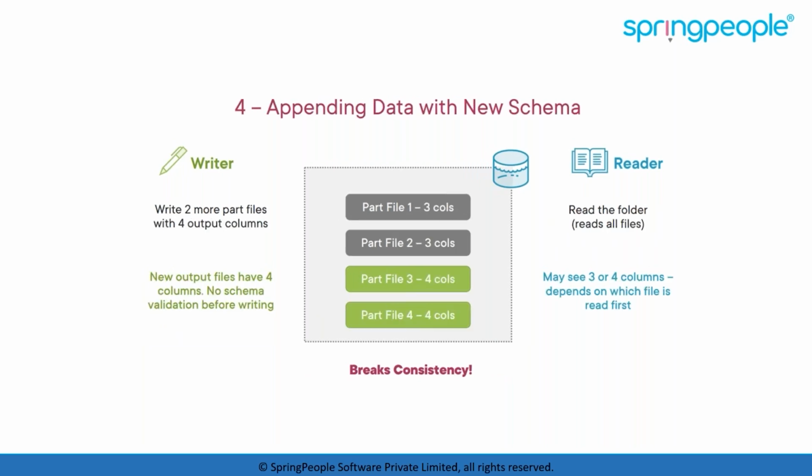And appending data with a new schema: I have already inserted two part files with 3 columns, and if you are going to add two more part files which have 4 columns, there is no schema validation to check how many columns we have in a particular file. So the new files we received have 4 columns. No schema validation is being performed.